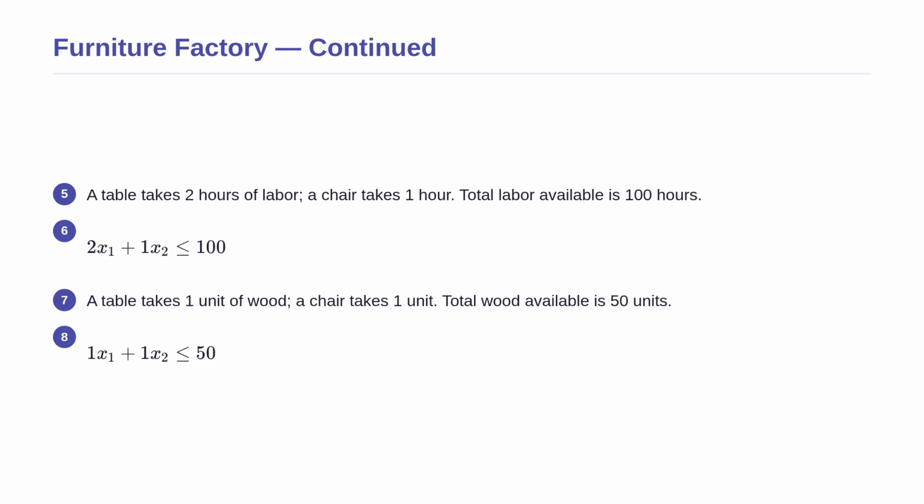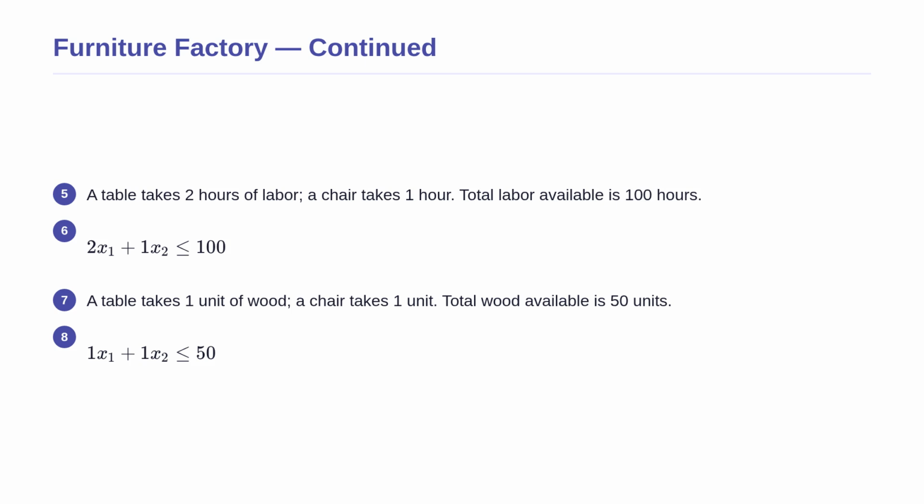Now that we have our objective, we must write the constraints for our limited resources. First, the labor hours. We know a table takes 2 hours, a chair takes 1 hour, and we only have 100 hours total. So, 2 times X1 plus 1 times X2 must be less than or equal to 100. This ensures we do not exceed our manpower.